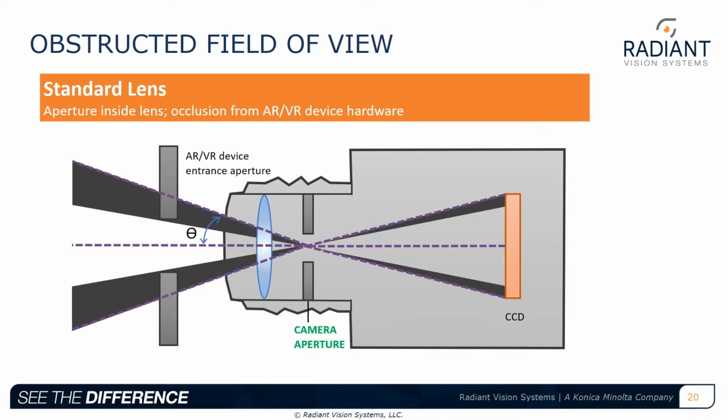So let's talk about the obstructed field of view from a standard lens. You can see in this diagram we have the camera aperture, which is effectively buried inside of the lens itself. Then we have the exit pupil of the AR/VR device shown on the left. The AR/VR device has a display which should be imaged out to the outside of the dark gray area. But because of the aperture of the lens itself, we're occluding the vision of the display, and so we're only able to see a very small section of it. Again, we'll touch on this a little bit more in some later slides.